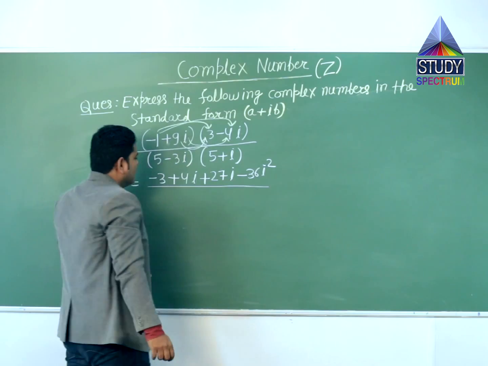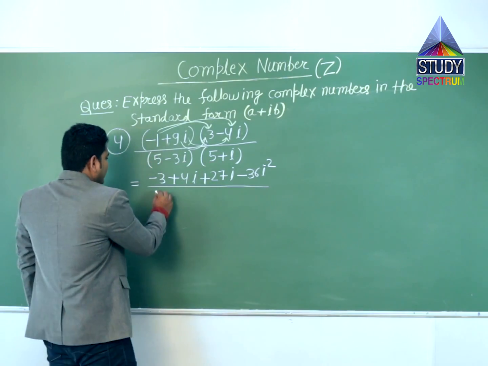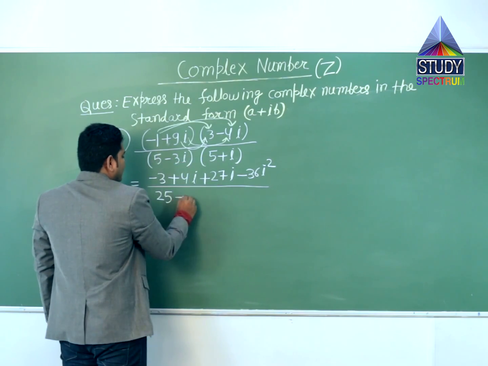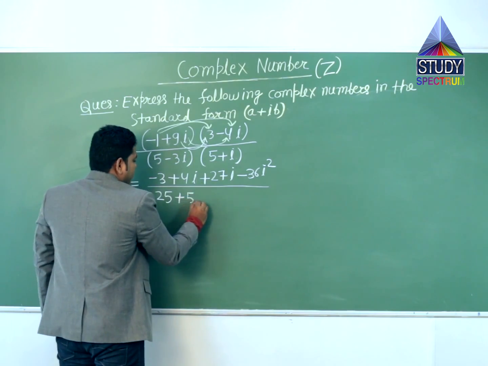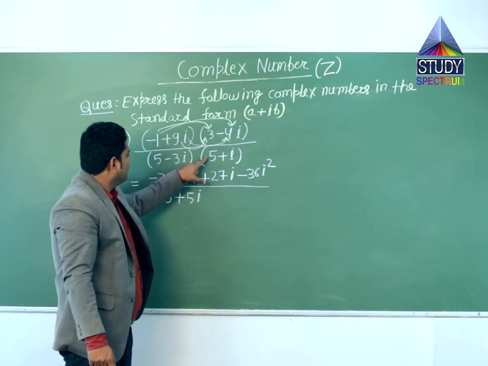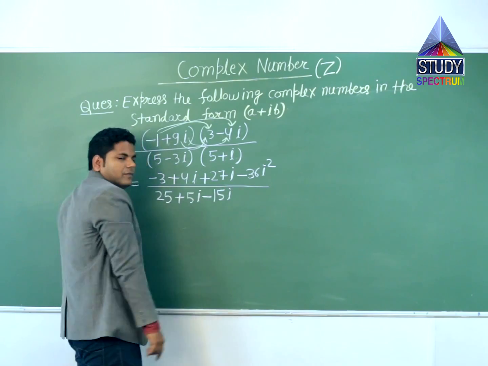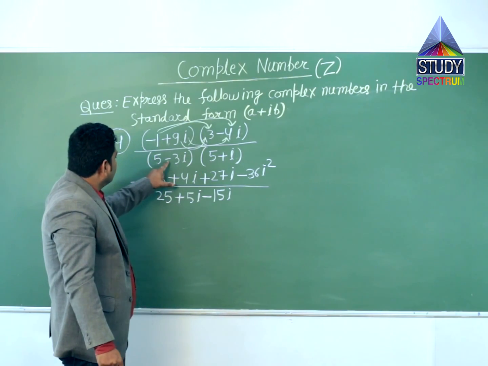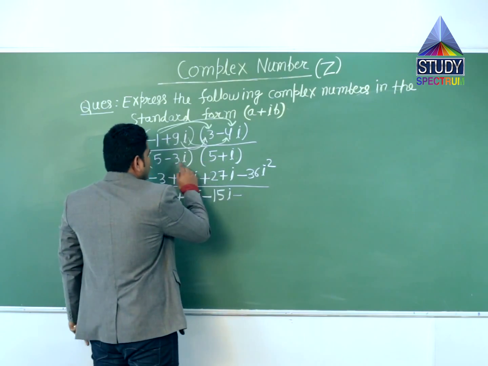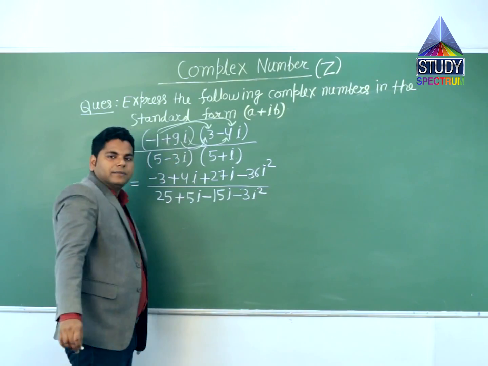Divided by, in the denominator we'll do the same thing. 5 into 5 is 25. 5 into plus i, plus into plus is plus, 5 into i is 5i. Now minus 3i into plus 5. So minus into plus is minus, 3 into 5 is 15, and i is there. Okay. Minus 3i into plus i. So minus into plus is minus, 3 into 1 is 3, and i into i is i square.